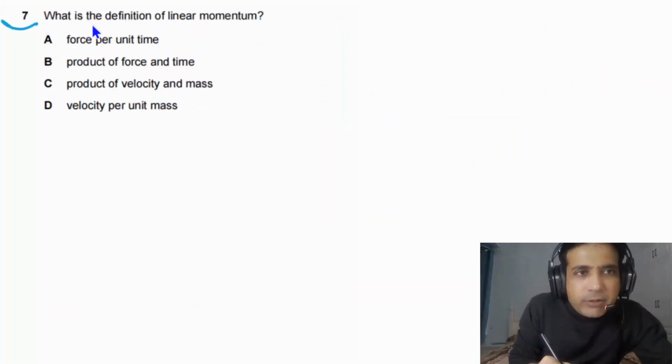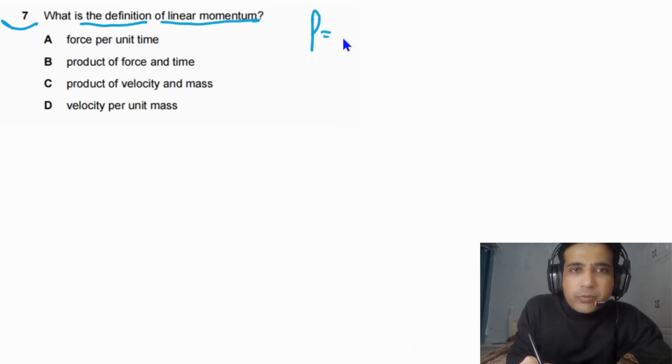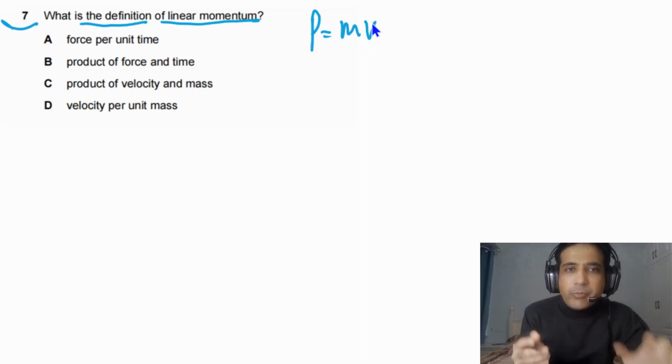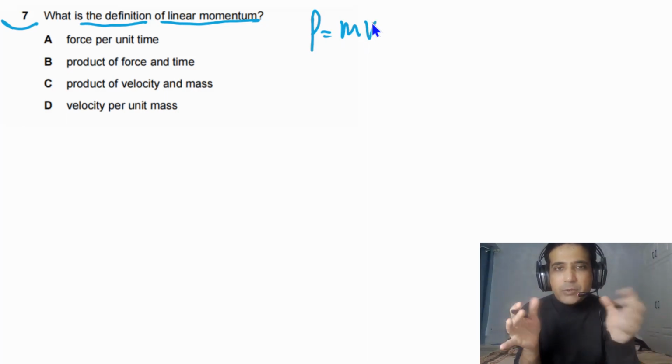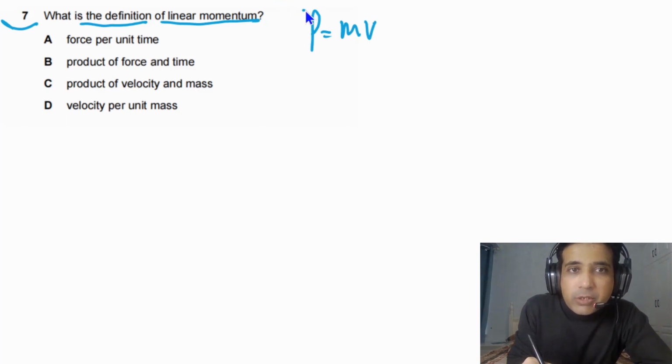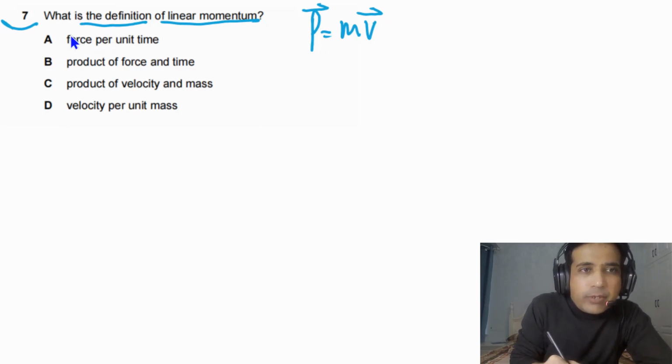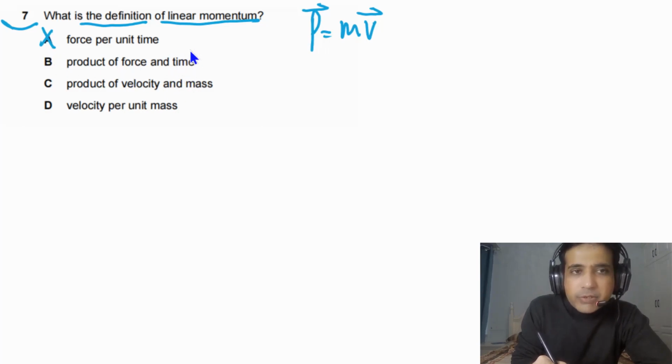For question number 7, we need to find out what is the definition of linear momentum. Linear momentum, simply we understand, P is equal to mv, meaning momentum is the product of mass and velocity. Because momentum is a vector quantity, we need to say velocity instead of speed. If you look at option 1, force per unit time, this is not the definition of momentum. Product of force and time is impulse, so this is also not momentum. This represents change in momentum, or simply impulse, force times time.